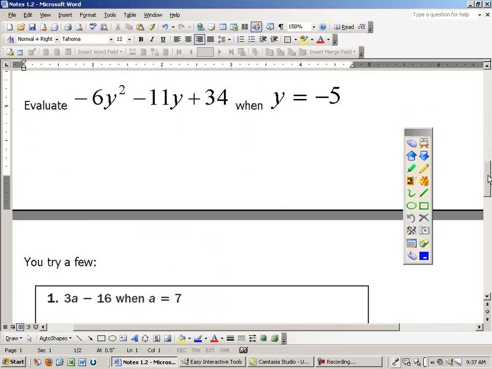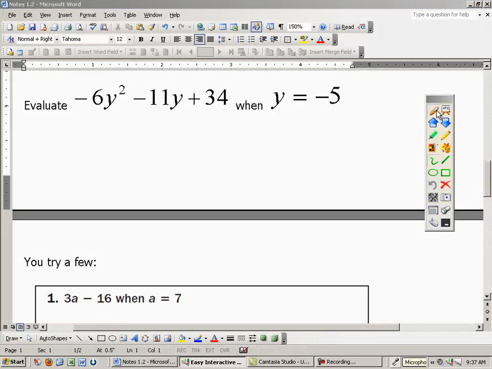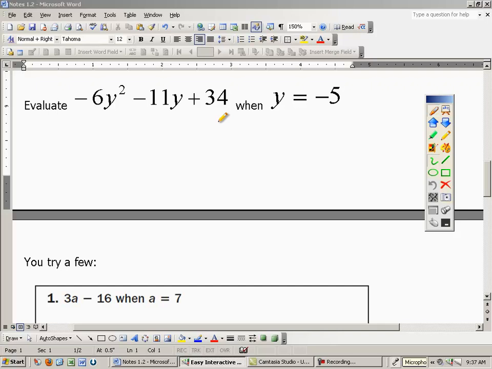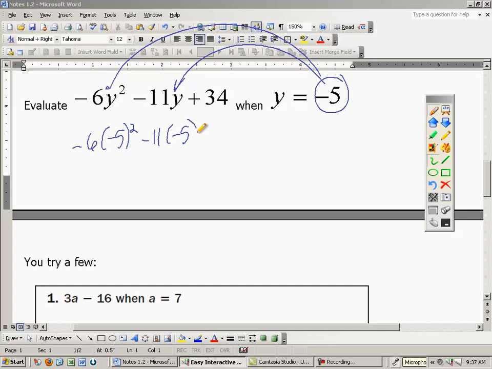All right. Our next task is to evaluate an expression, and we're going to be evaluating negative 6y squared minus 11y plus 34 when y is equal to negative 5. To evaluate simply says to substitute. Every place that you see a y, you're going to replace that with a negative 5. So this becomes negative 6 times negative 5 squared minus 11 times negative 5 plus 34.